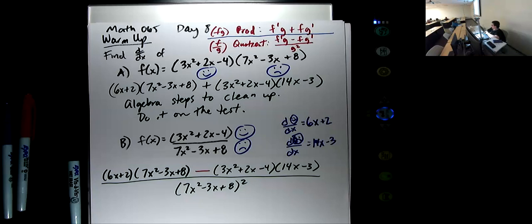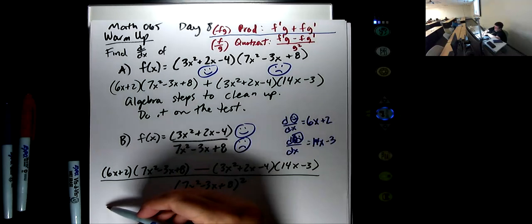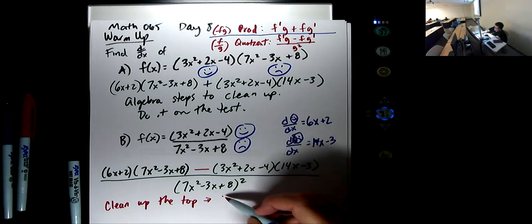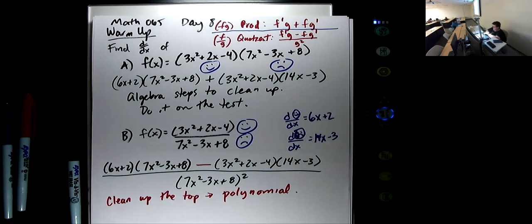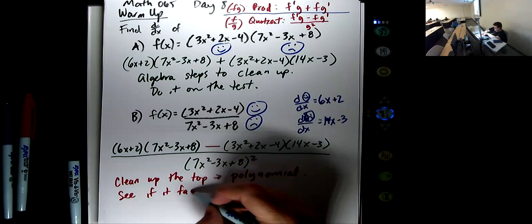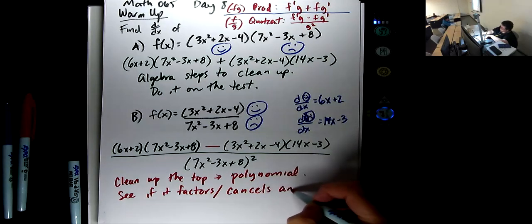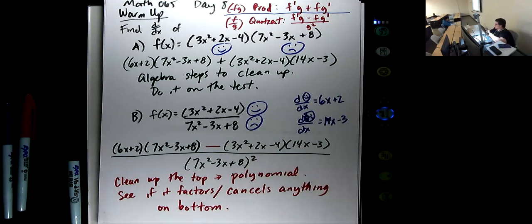Now this definitely should be cleaned up. So clean up the top, get it down to a single polynomial, and then ideally see if it factors and cancels anything on the bottom. I suspect it's not going to.